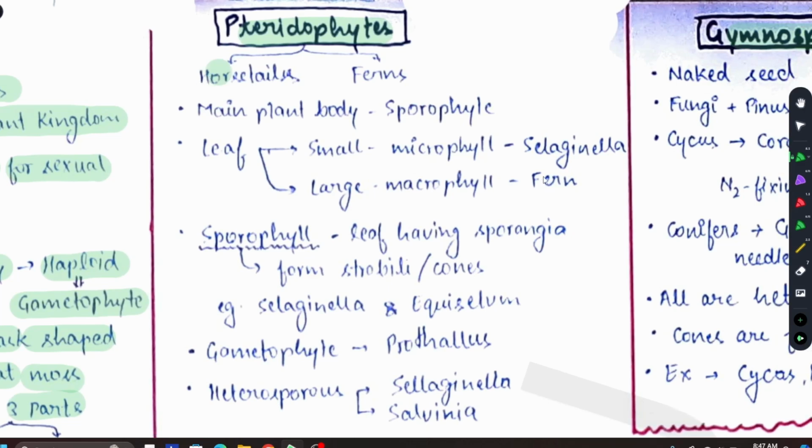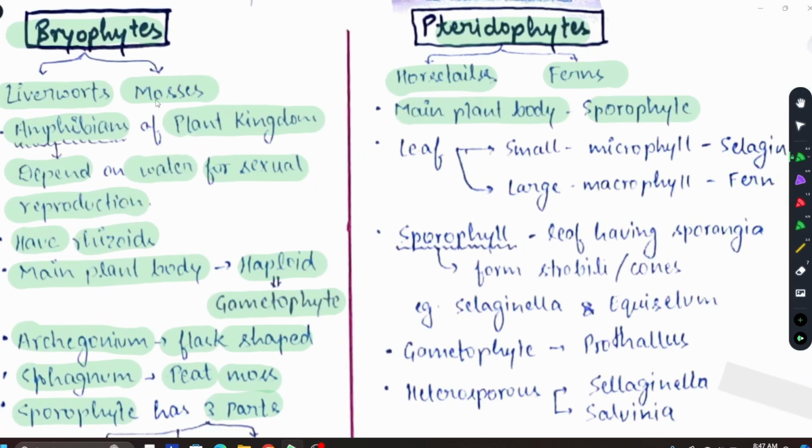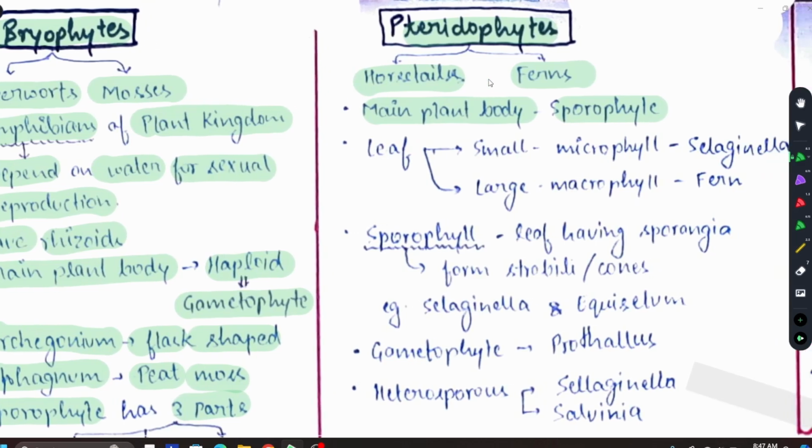Pteridophytes are divided into two parts: horsetails and ferns. Their main plant body is sporophyte. In bryophyte, the main plant body was haploid and it was gametophyte, because it produces gametes. In pteridophyte, the main plant body is sporophyte because it produces spores, and it is 2n, that is diploid.